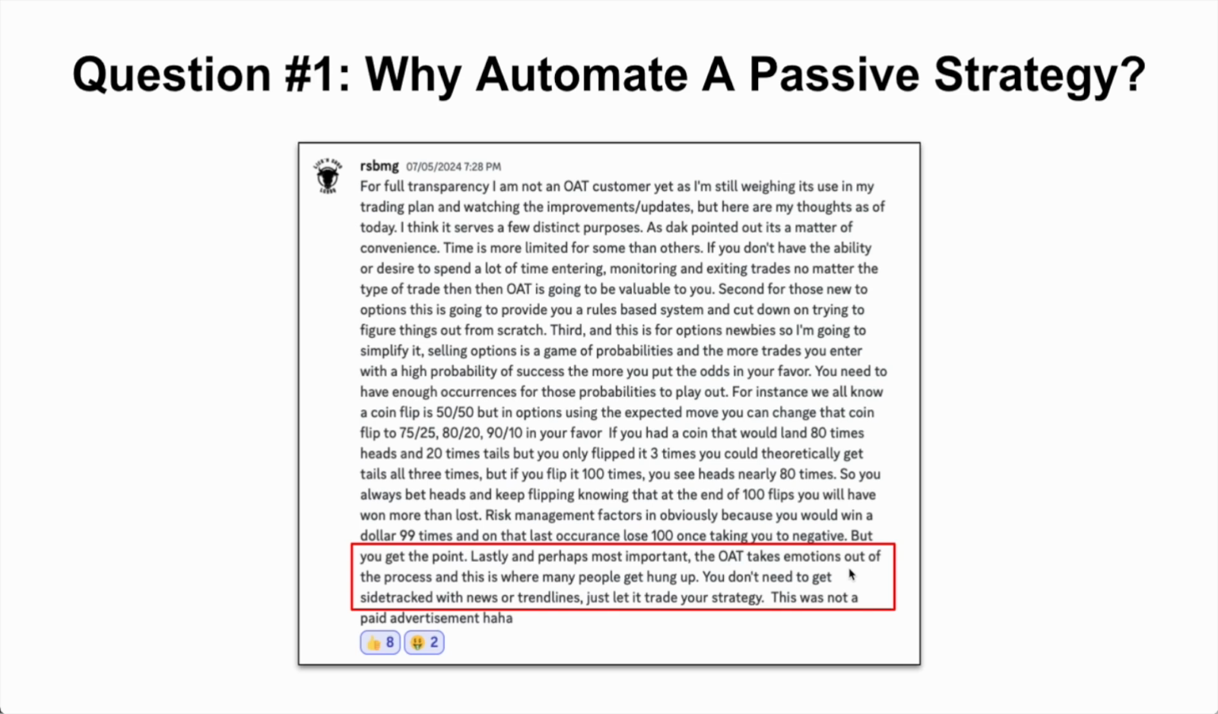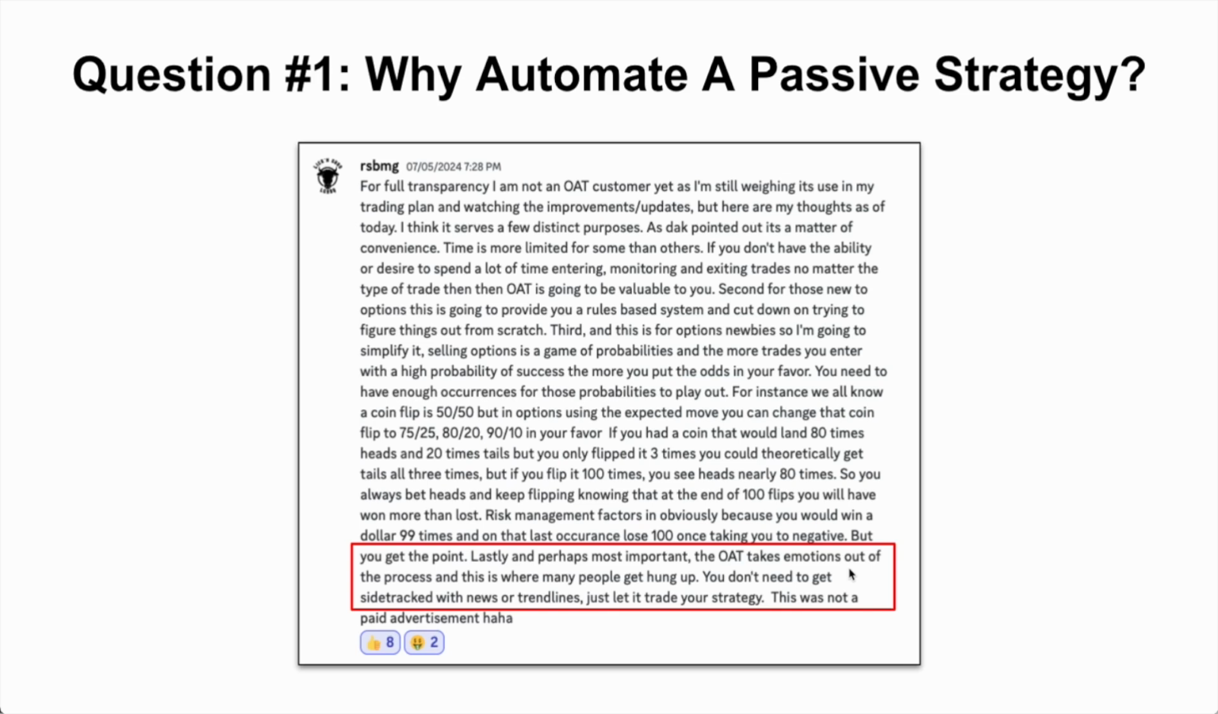Guys, who here gets overwhelmed with emotion? Should I place the trade? Am I placing the right trade? Should I get out? Should I move my stop losses? The news just said this. All this craziness makes you get sidetracked from your strategy, and then you mess it up.